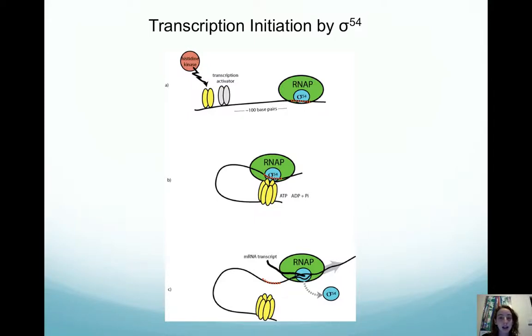What needs to happen is a histidine kinase will activate an activator protein, which will go to its active form and will loop around the DNA to contact sigma 54. And after ATP hydrolysis, now the whole enzyme, sigma 54 RNA polymerase, is in open complex form, and that's how it can initiate transcription.